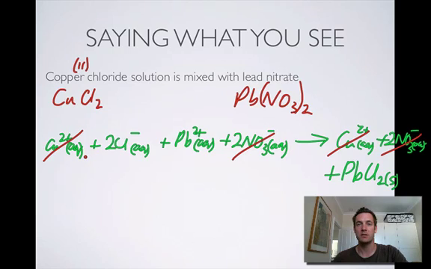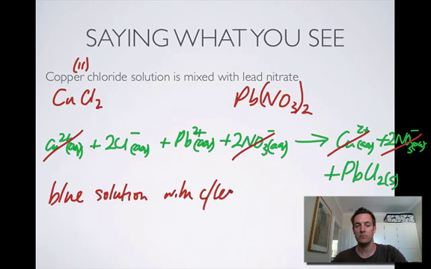Let's look up the colours of all these things on our colour chart. Cu2+ is a blue ion in solution, so we've got a blue solution. Chloride is colourless, lead is colourless, it doesn't appear in our colour chart. Okay, so is nitrate. So a blue solution altogether is mixed with a colourless solution. Right, because we decided that our lead nitrate was colourless and our copper chloride was blue.